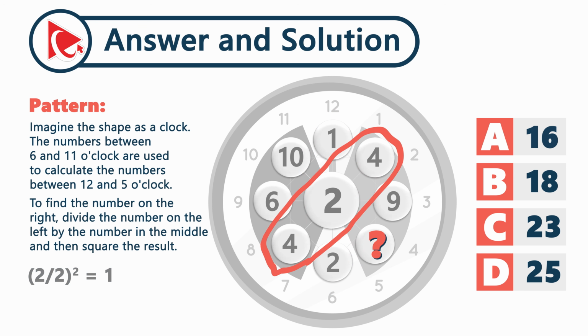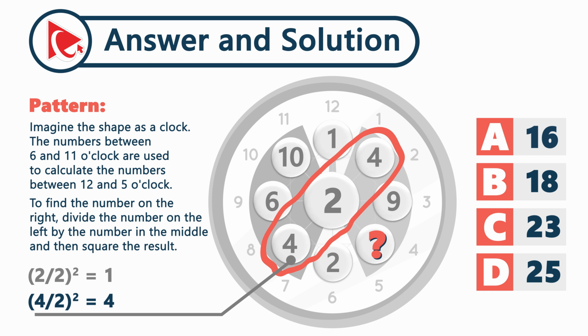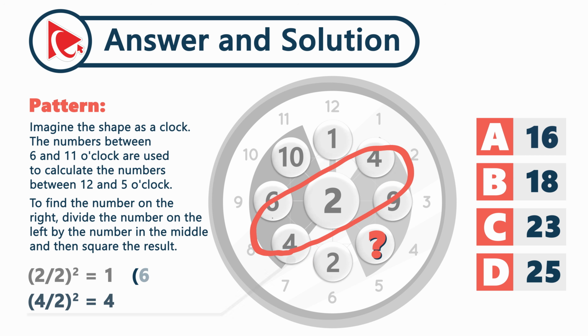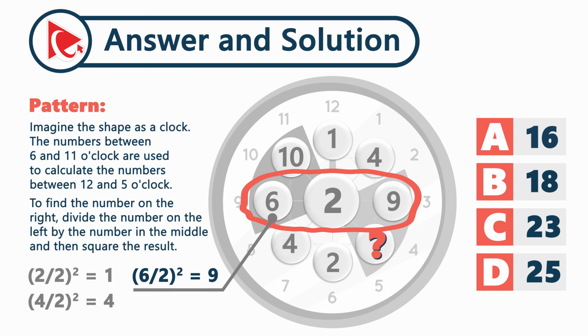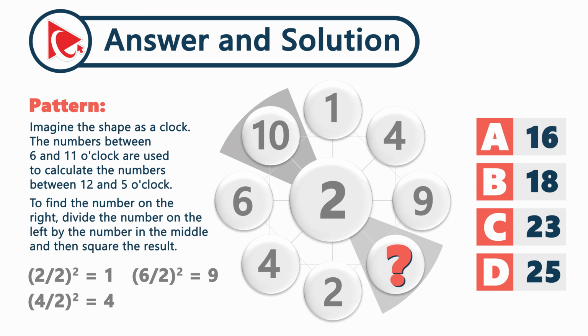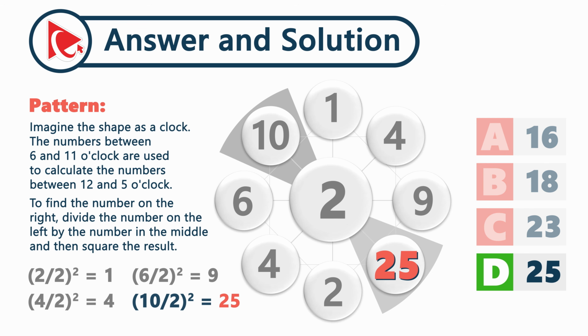Moving on to the next number at 8 o'clock. 4 divided by 2 squared equals 4. 6 divided by 2 squared equals 3 squared and equals 9. And now is the magic time to calculate the missing number. 10 divided by 2 squared equals 25. So the correct answer here is choice D, 25.